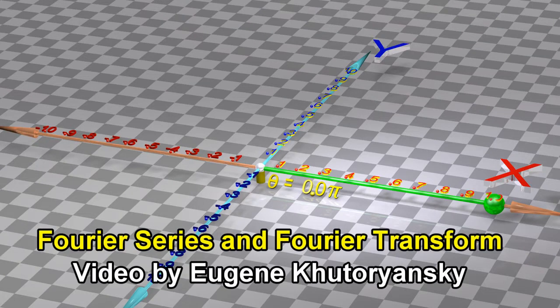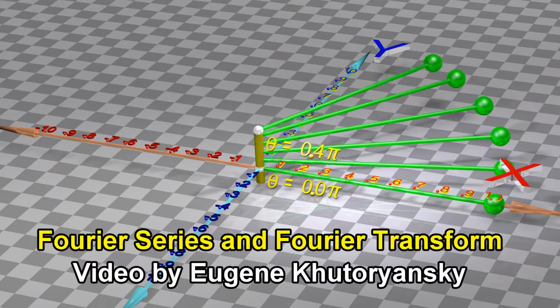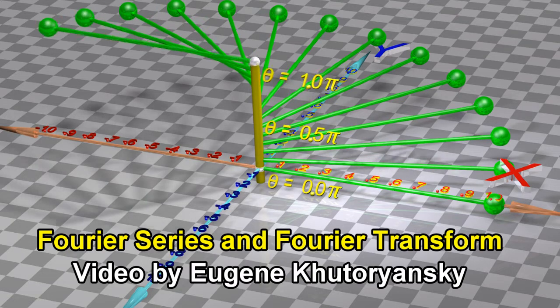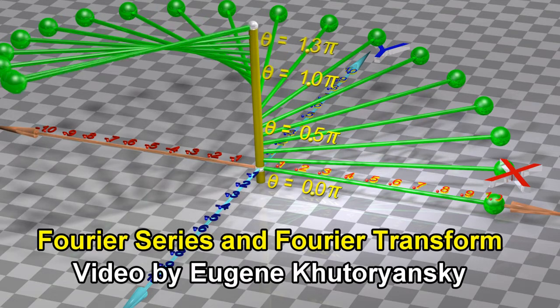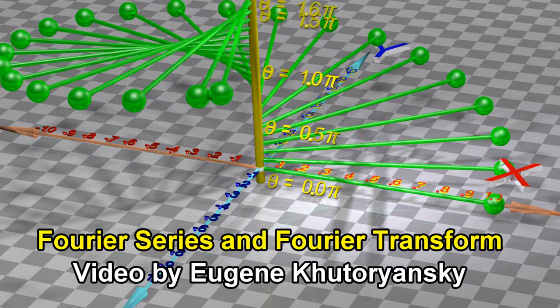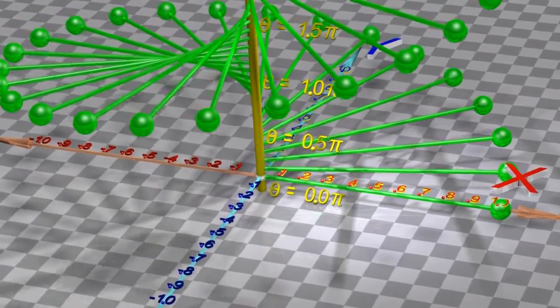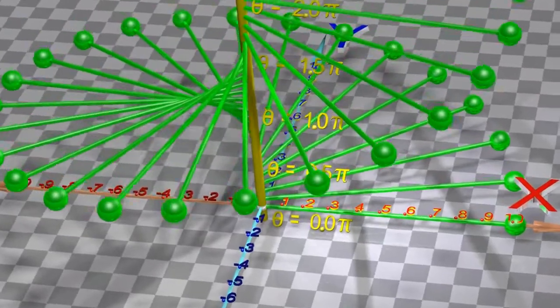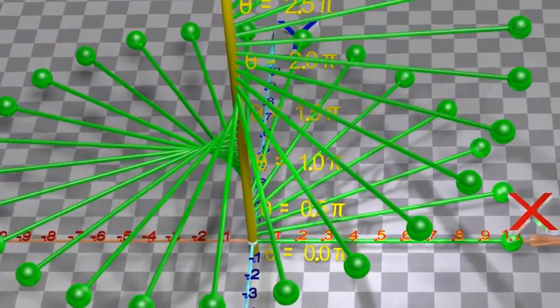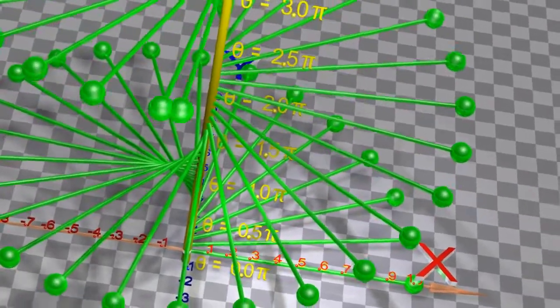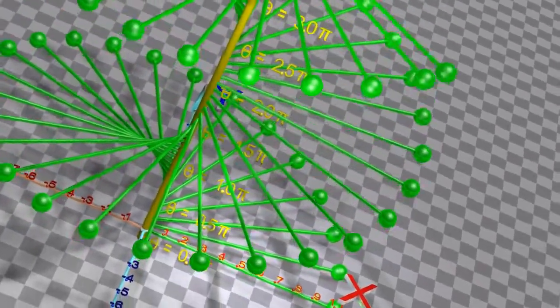We have an x-axis and a y-axis. Let us also create an axis that represents the angle theta. The green line rotates by the angle theta. For each value of theta, the x-coordinate represents the cosine of theta, and the y-coordinate represents the sine of theta.